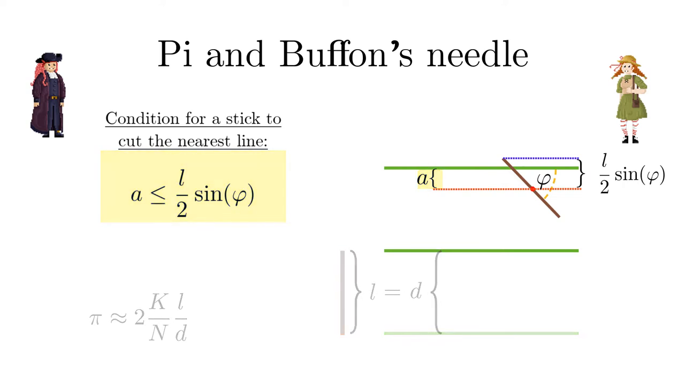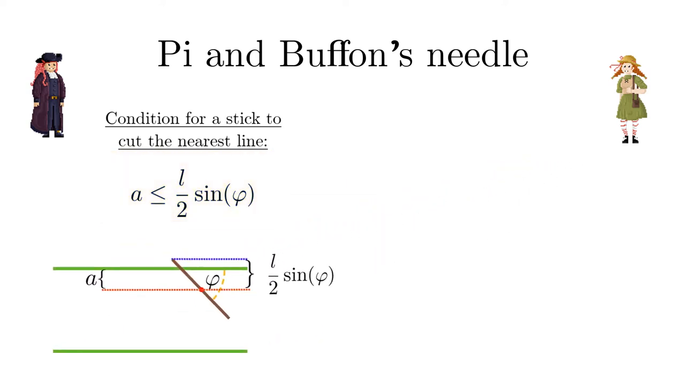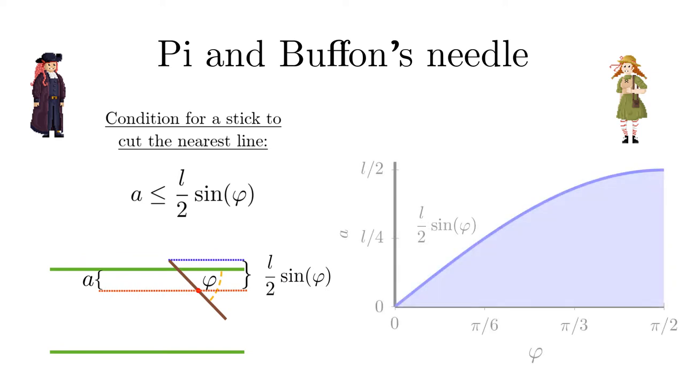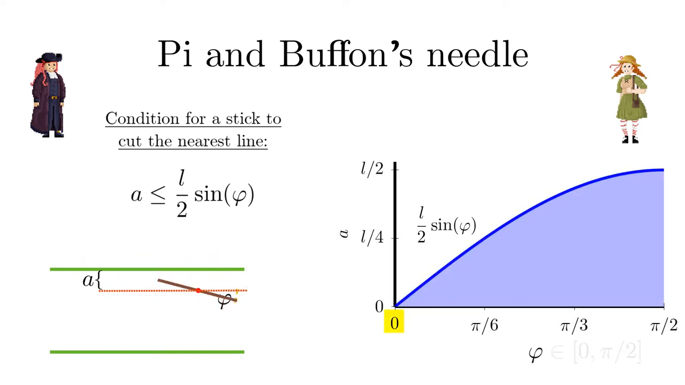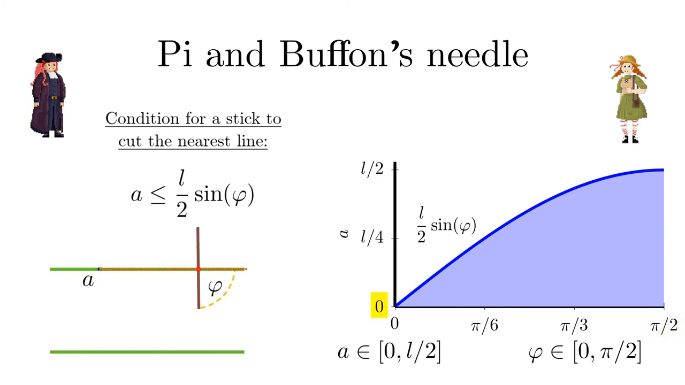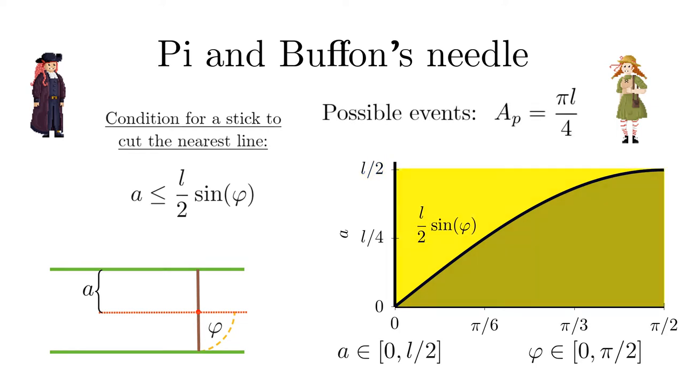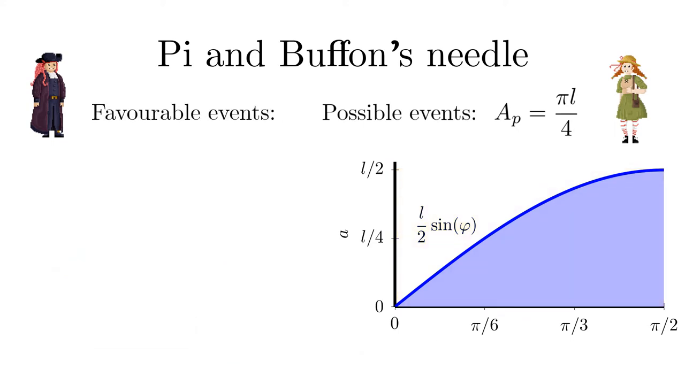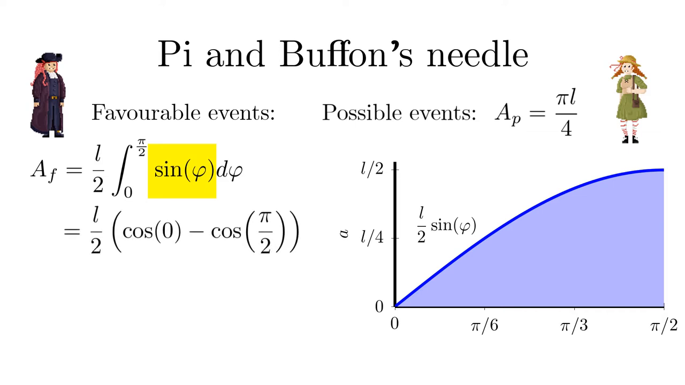Let's visualize the possible and favorable stick orientations in the following A-phi plane. Phi ranges from 0 to pi half, and the parameter A is between 0 and L half. Therefore, the area of possible events is given by the product of the ranges. The favorable orientations of the stick, so that it intersects a line, are given by the area under the curve L half times sine phi. That results in the area of favorable events of L half.